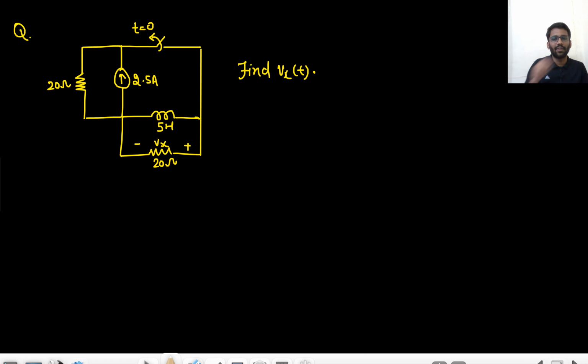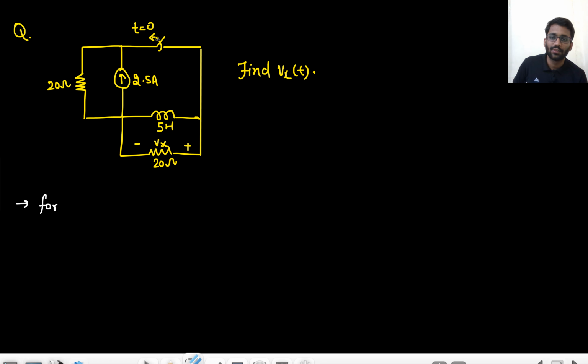Now in this question, I want you to find the expression of Vx(t). So first I need the value at t equals 0. What will be the order of the circuit? That will be first order only, because there is only one storing element. So Vx(t) you need to find.